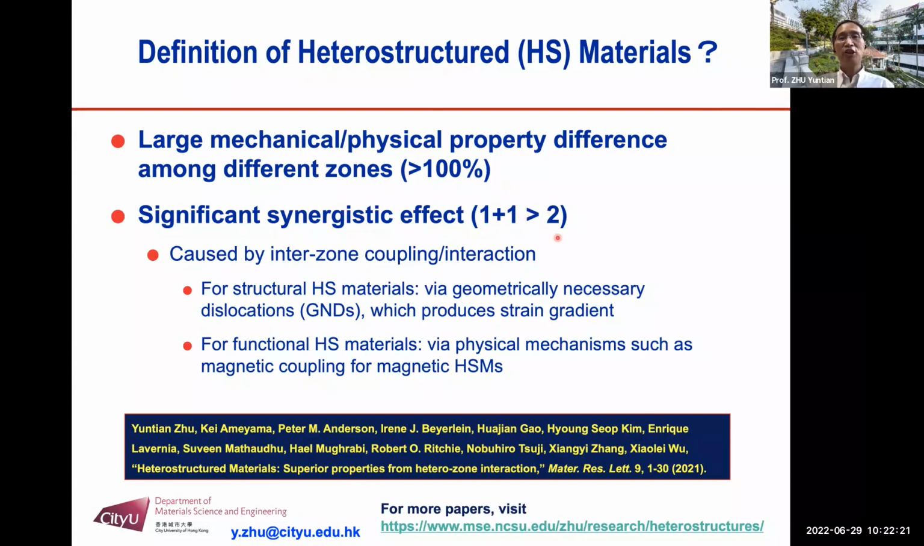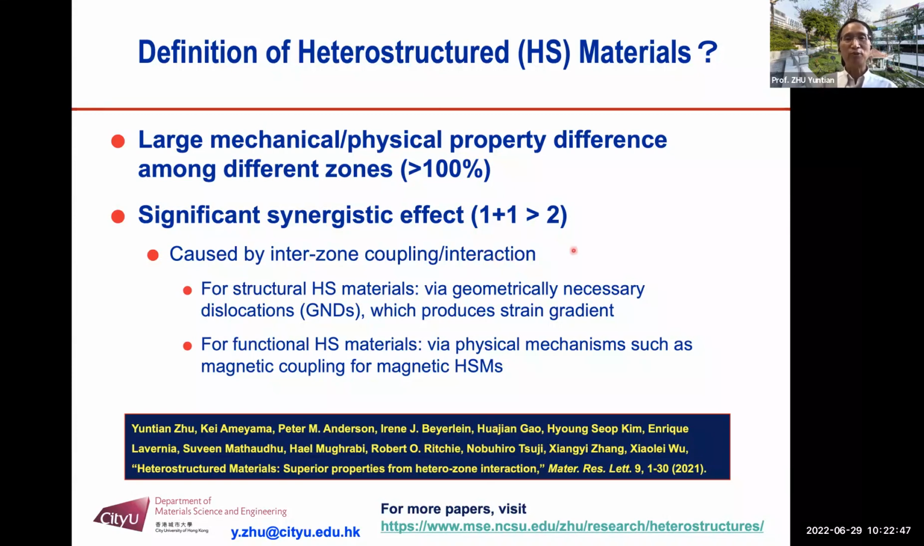Then you may ask, what causes this synergistic effect? This is caused by interzone coupling or interaction. Which means you have to design the zone very well so that you have a very high interzone coupling and interaction.